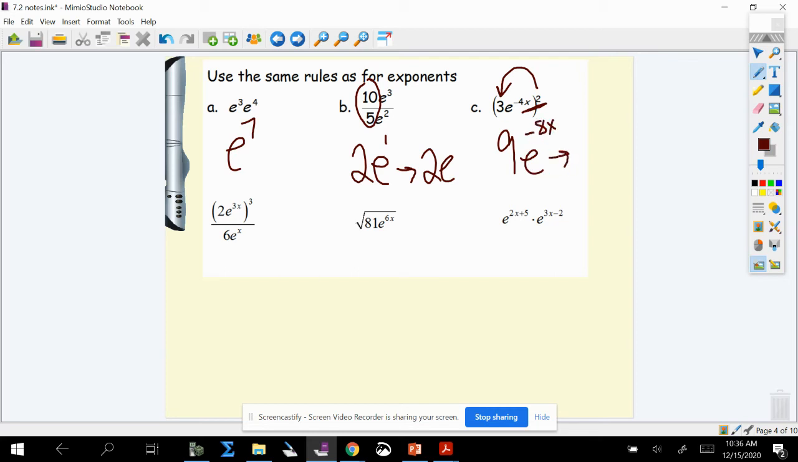And actually, I can go a step further, because we never want to leave a negative exponent as our answer. If it has a negative exponent, it means it needs to move to the bottom. So my final answer is going to have the 9 stay, and then the e to the 8x is going to move to the denominator.